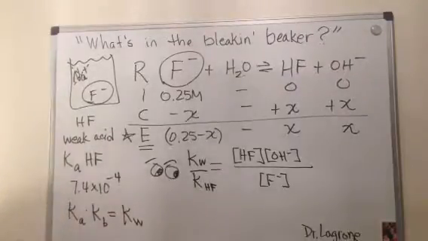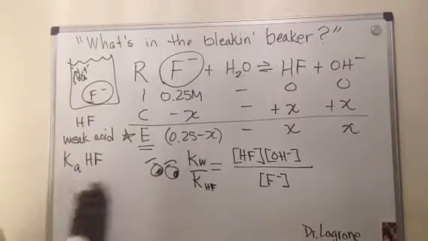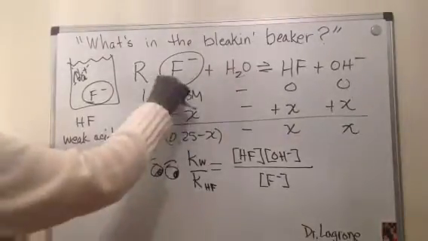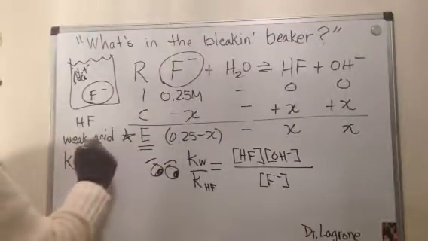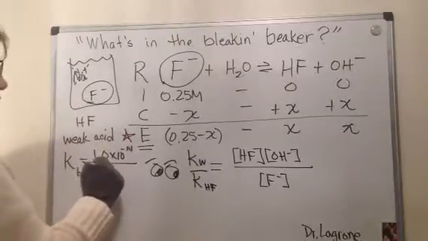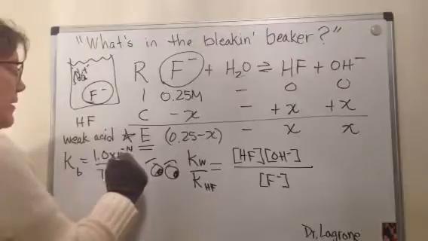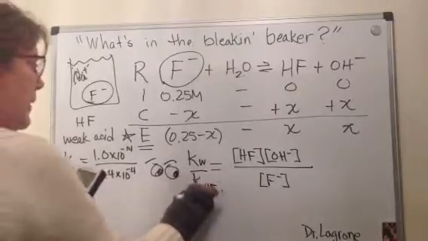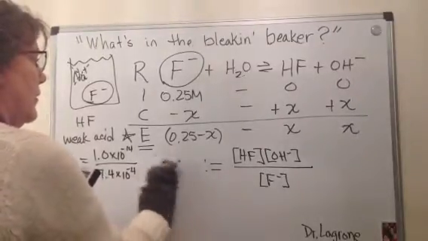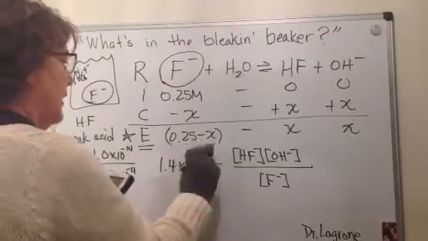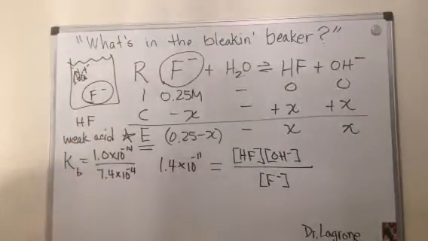So when I do that, I'm going to end up getting the K, we're going to call it Kb because this is a base. Kb is going to equal the Kw for water divided by the Ka for the acid. And that is going to give me a value of 1.4 times 10 to the negative 11. And that's the K I need to plug in.